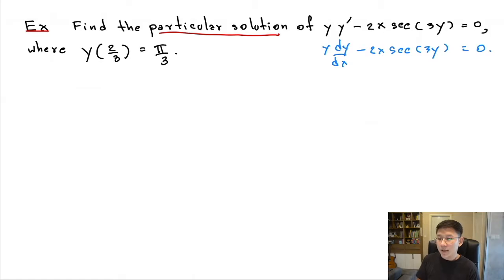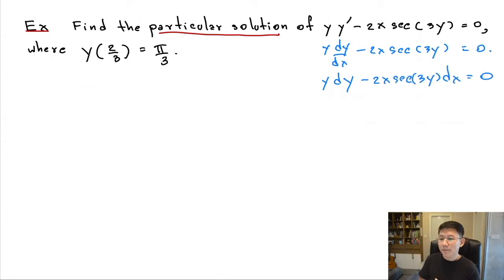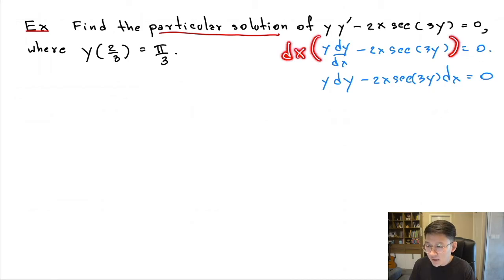Right? And as you can see, you still have dy by dx, and it's not in the differential form yet, right? So to change that to differential form, I have this. It's the same as multiplying the whole thing by dx, and the dx here cancels out, and you have the dx here.